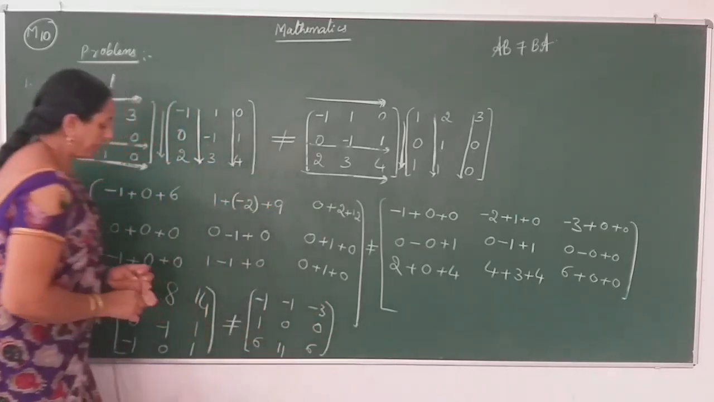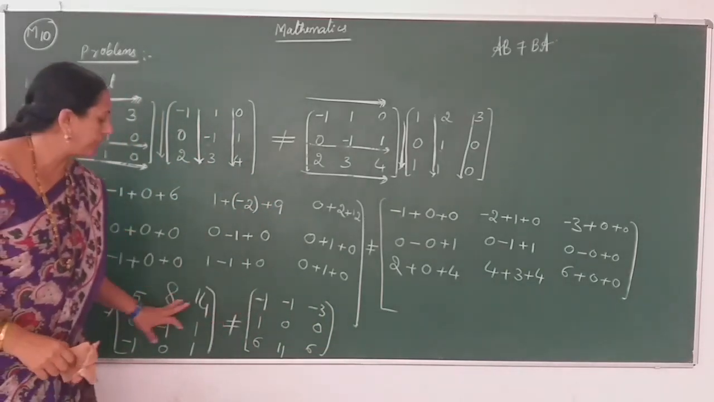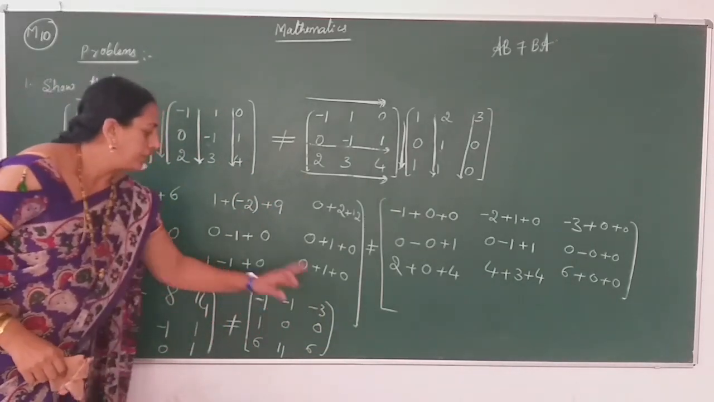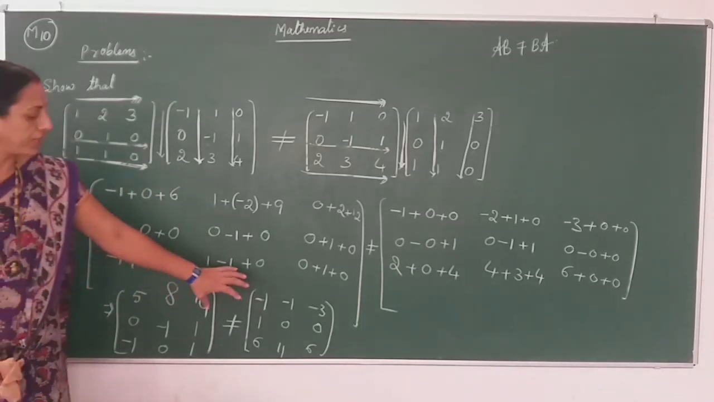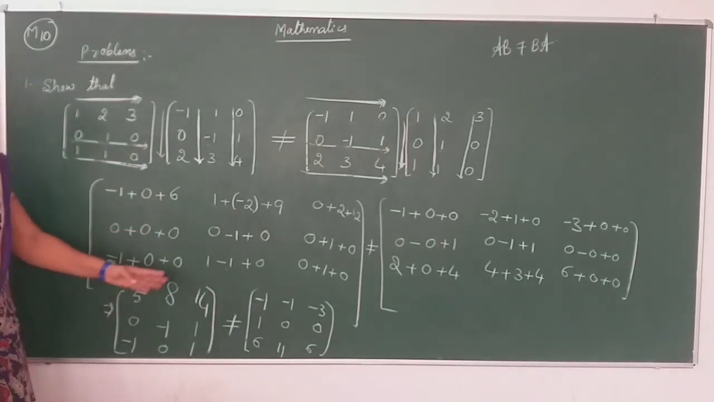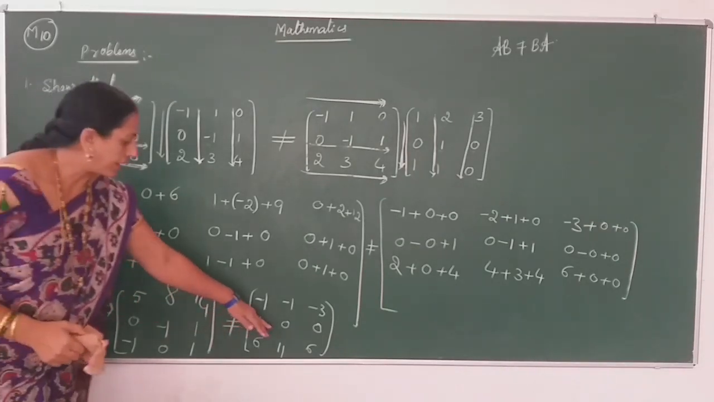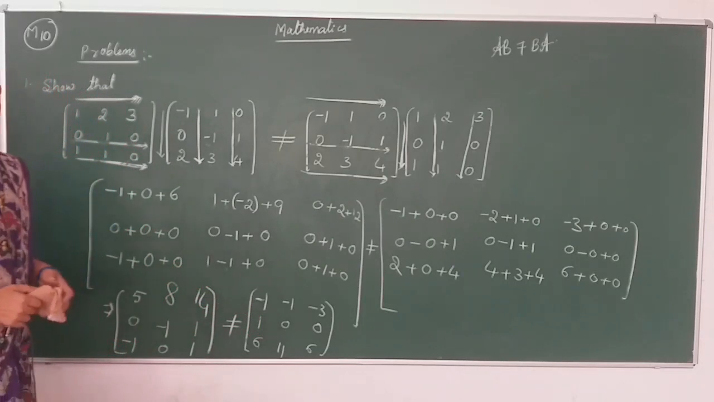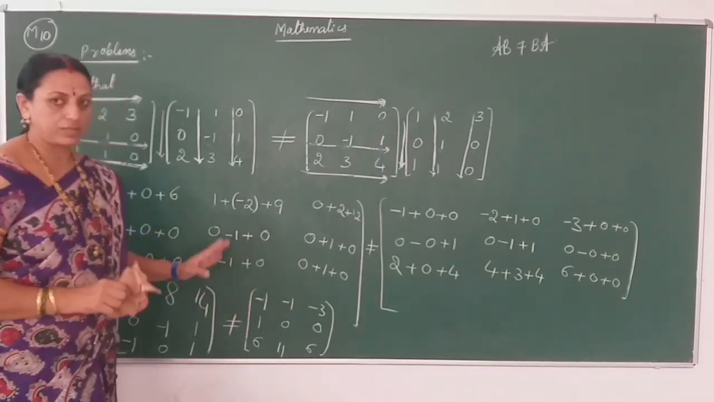Now, comparing both the LHS and the RHS, their corresponding elements are not equal. By the definition of equality of two matrices, corresponding elements must be equal. Such matrices are called equal matrices. But in these two matrices, the terms are not equal to each other. Therefore, the LHS is not equal to the RHS.